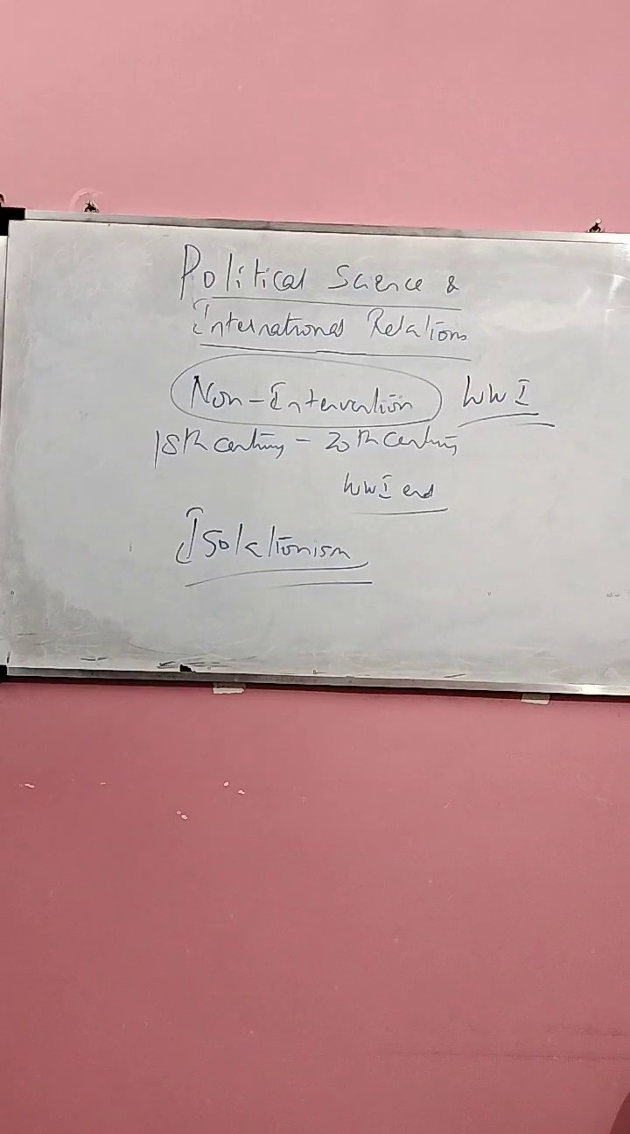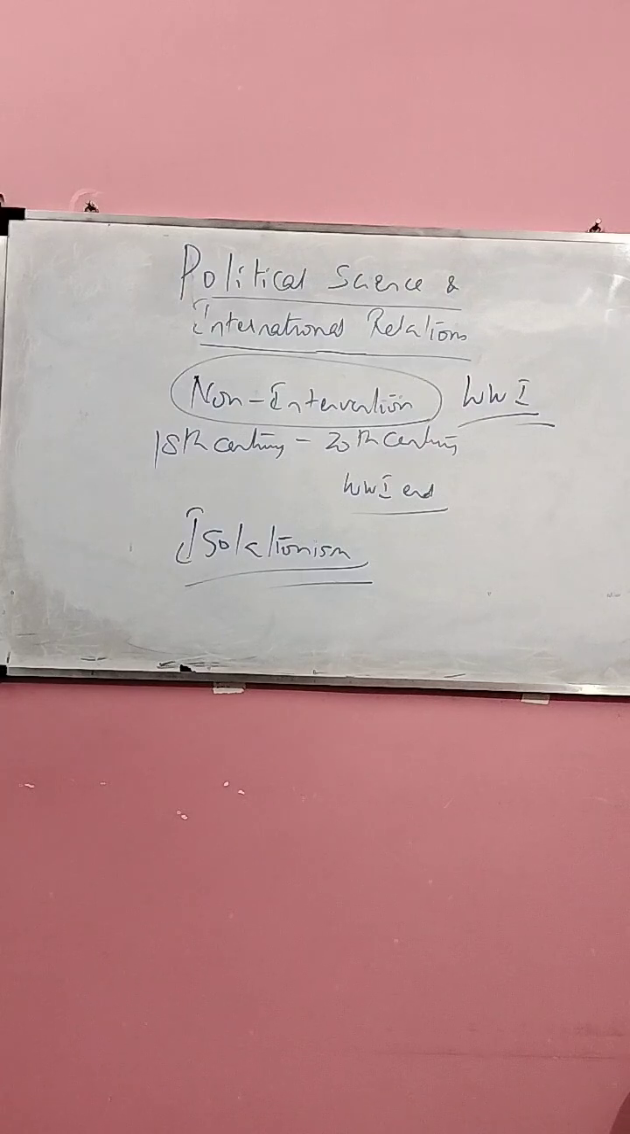UK, France, Russia, Italy, Japan were the important players who had imperial ambitions. US did not have imperial ambitions at that time. It had, but only to a minimal extent. It was not seen as an imperial power at that time.